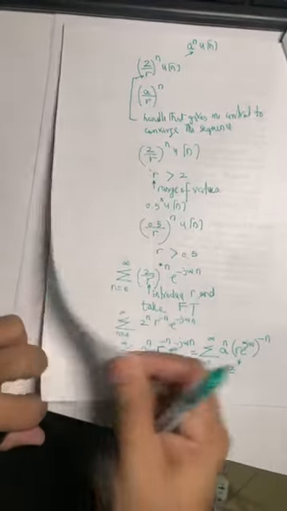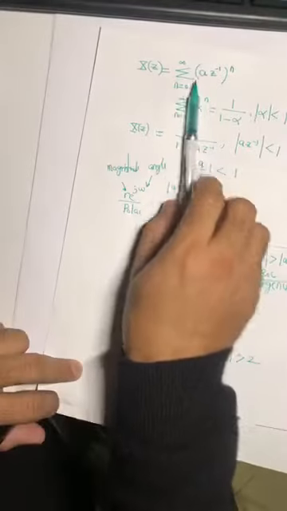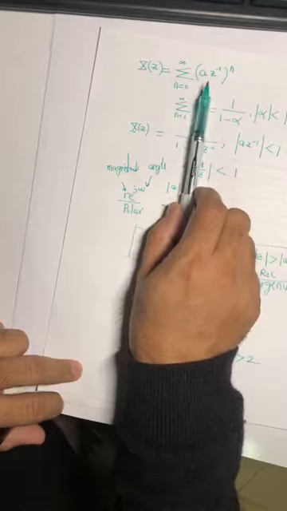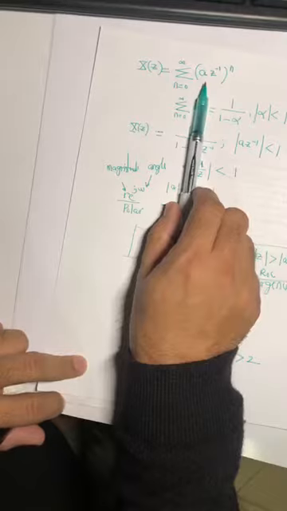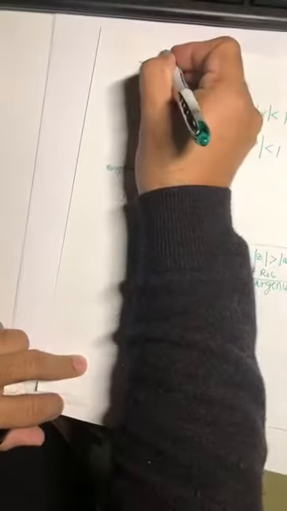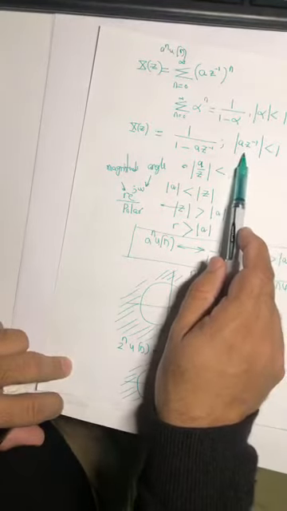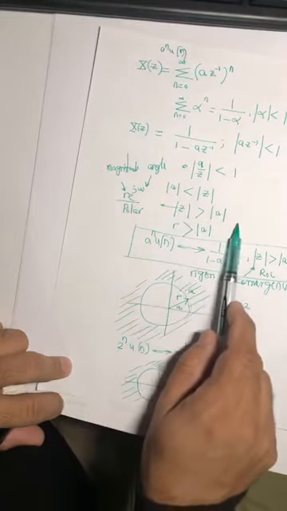So knowing this much, we establish the Z transform of the most important sequence in signal processing, which is a^n u[n]. The Z transform of a^n u[n] came out to be 1 over 1 minus a z inverse. And the important thing was its region of convergence, which came out to be magnitude of z greater than magnitude of a.